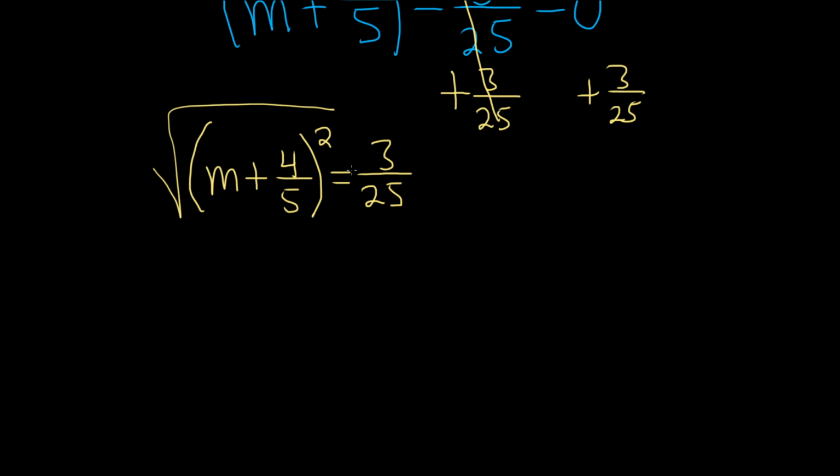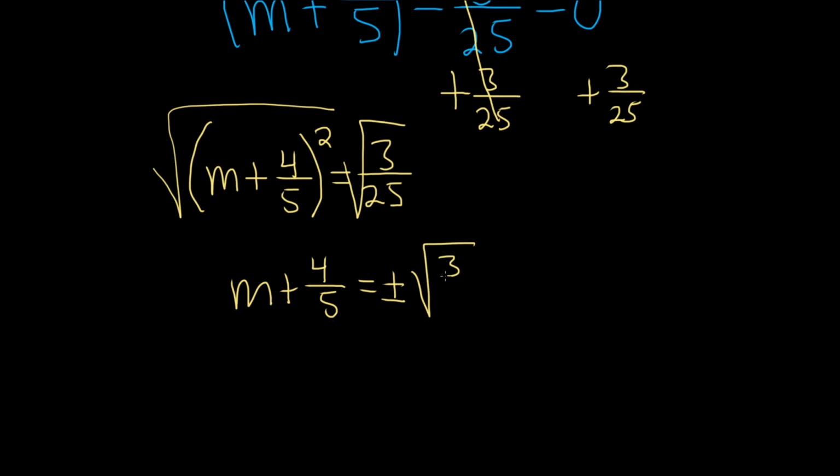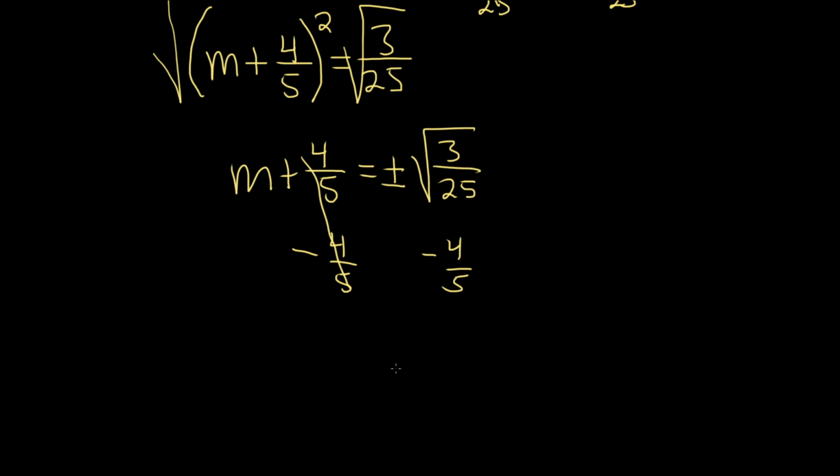All right, now we can go ahead and take the square root of both sides. So you have the square root, square root. On the left-hand side, this will go away because the square root and the 2 go away. So m plus 4/5. Then here we get a plus or minus, and then we have the square root of 3 over 25. Now we can subtract the 4/5 from both sides. So minus 4/5, minus 4/5. So these cancel. So we have m equals minus 4 over 5 plus or minus the square root of 3 over 25.